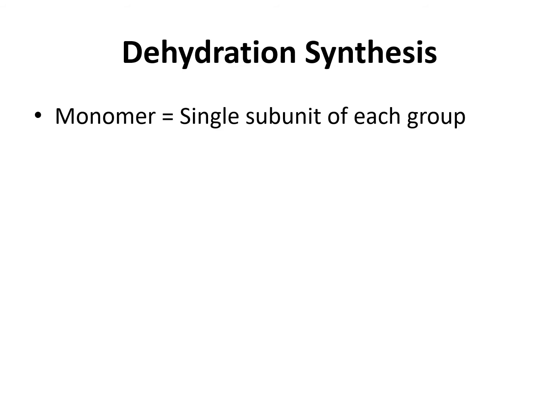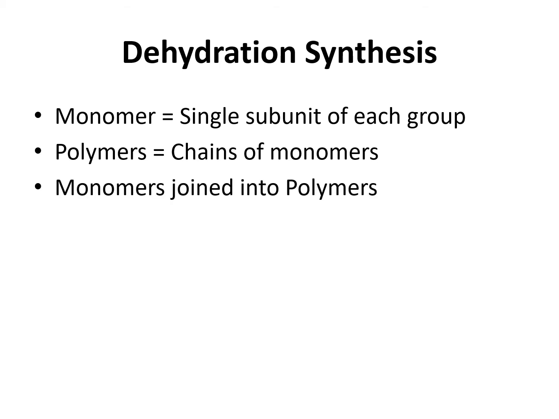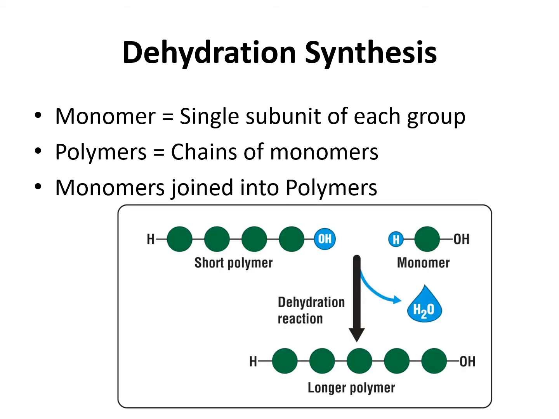Dehydration synthesis is the process by which organic molecules are formed. Organic molecules are very large molecules that are formed by linking monomers together. A monomer is a single subunit of a particular type of molecule. Polymers are chains of monomers that have been linked together. So in general, to make an organic molecule, similar monomers are joined together to form polymers.